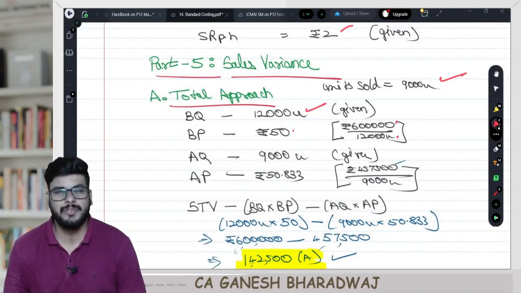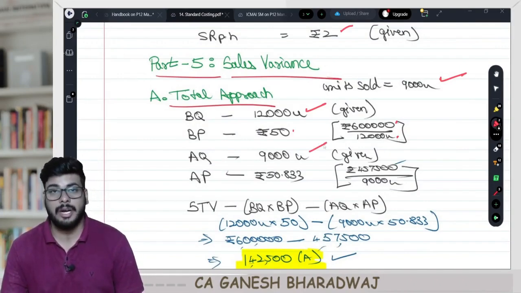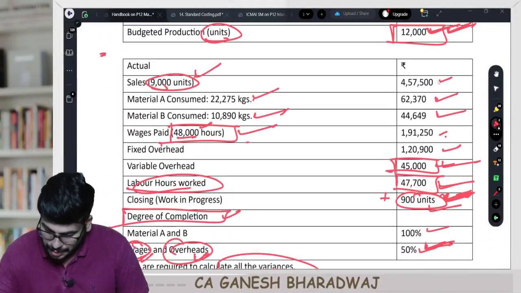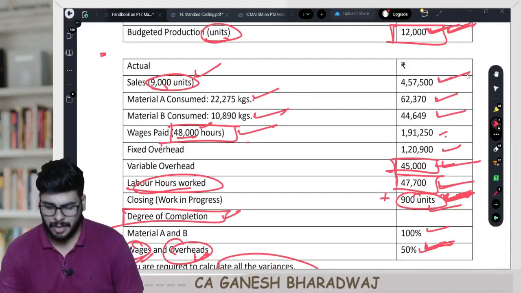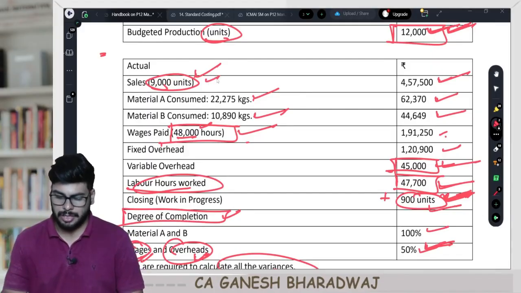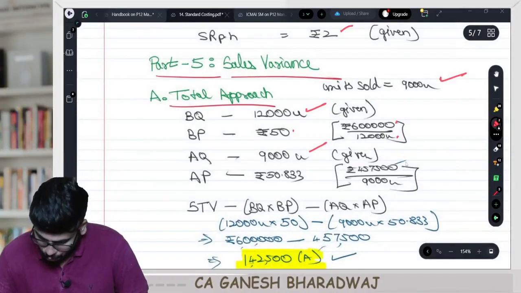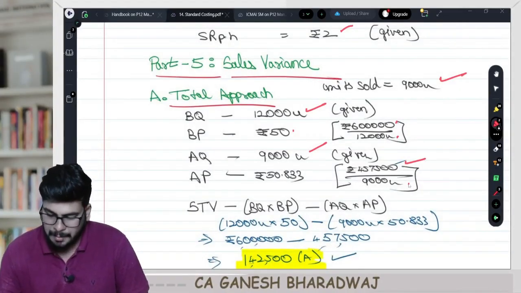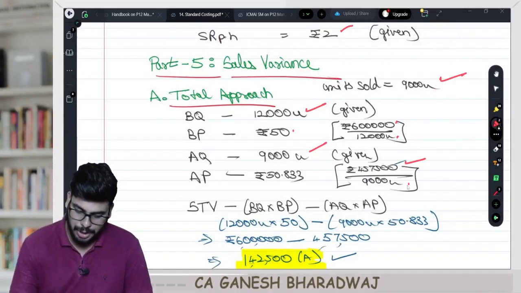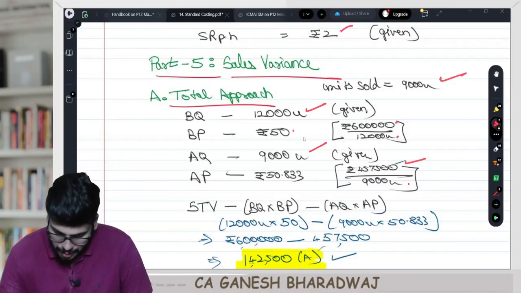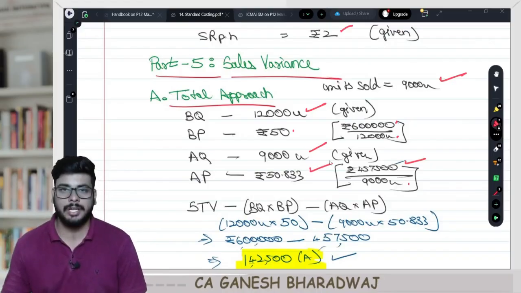Actual quantity, how many units were actually sold? 9,000 units. And what is the actual price? Now it's not directly given, but the actual sales figure is given, 4,57,500. Actual units is also given as 9,000. Divide the two, you get the actual selling price. So how much is that? That's going to be 4,57,500 divided by 9,000 units. It's going to be 50.8333. Are you clear with this, guys?